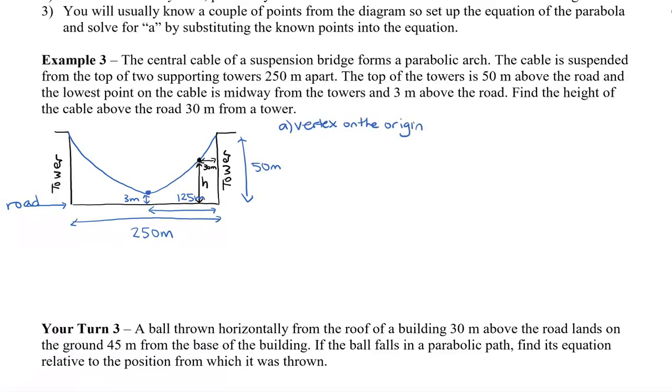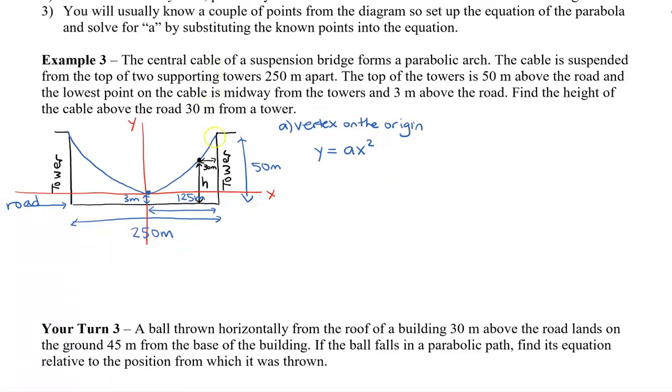All right, so what we're going to do is I'm going to draw in my x and y axis right through the vertex. So this is my x and my y axis. Okay, so by doing that, we know that we are going to use the equation y equals ax squared. All right, so what point do we know? Well, we can see that we have the vertex, which is 0, 0, so that's fantastic because we don't have to worry about our h and our k. But we also need a point.